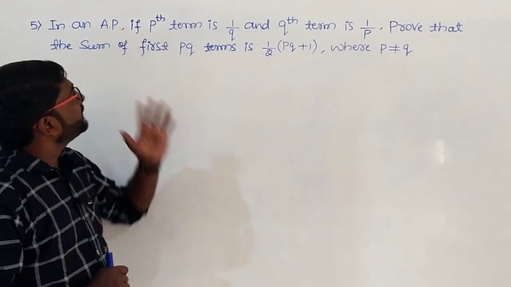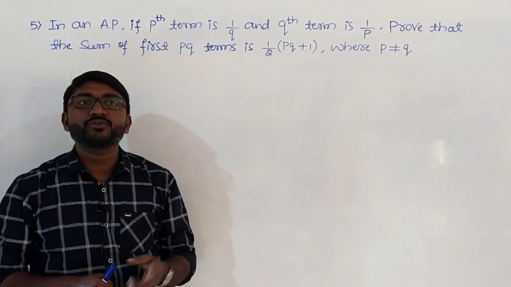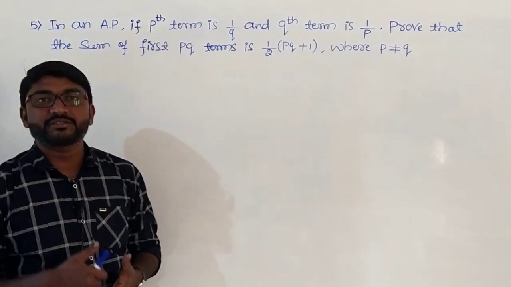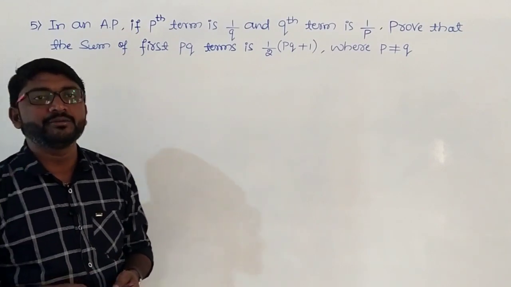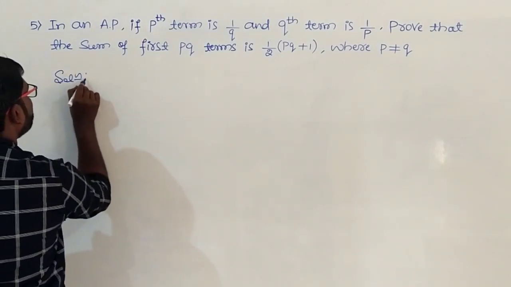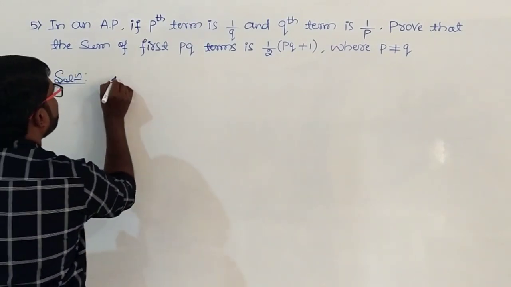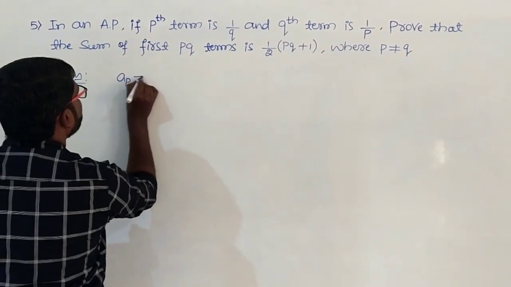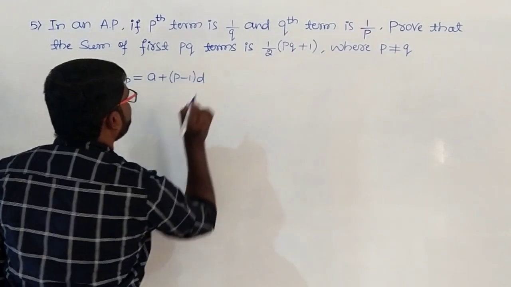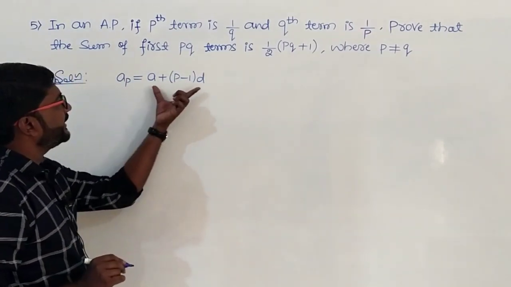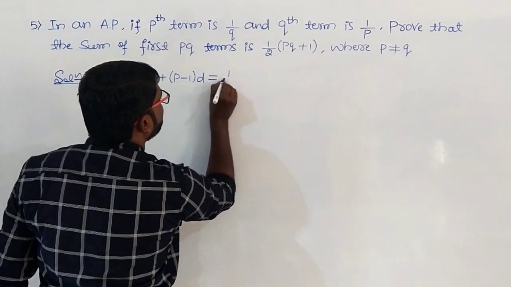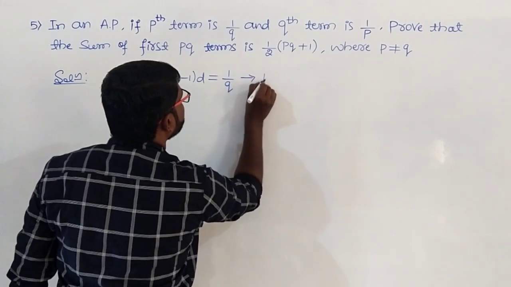So here pth term is nothing but ap, which is equal to a plus p minus 1 into d, and qth term is nothing but aq, which is equal to a plus q minus 1 into d. So we'll go for the given information. ap is equal to a plus p minus 1 into d. What is the pth term? It is 1 by q. I call this equation number 1.